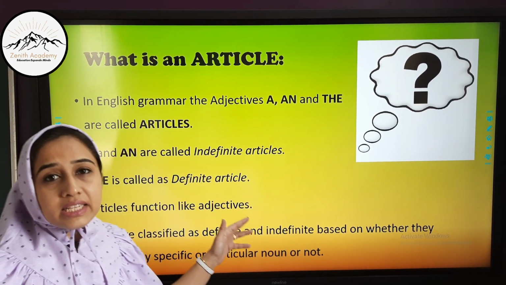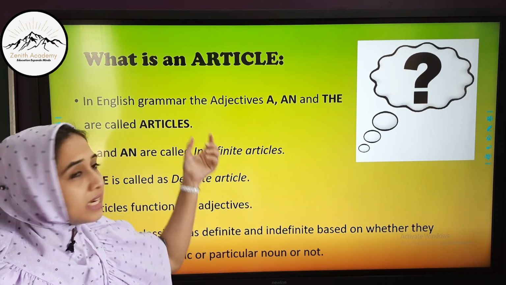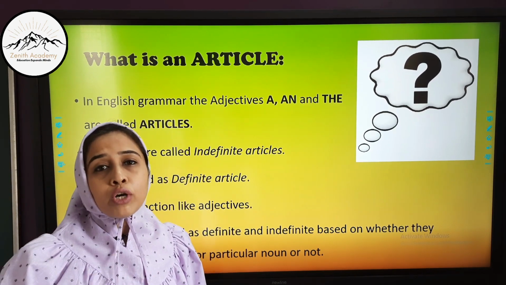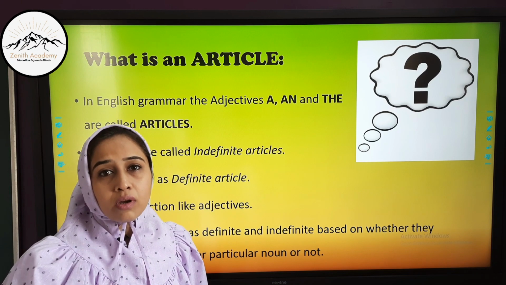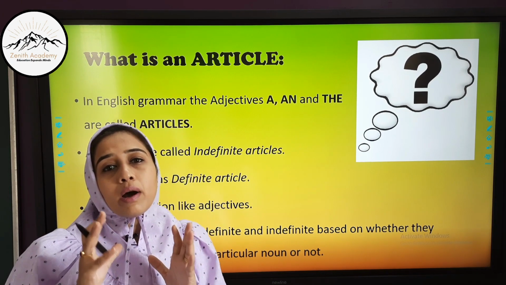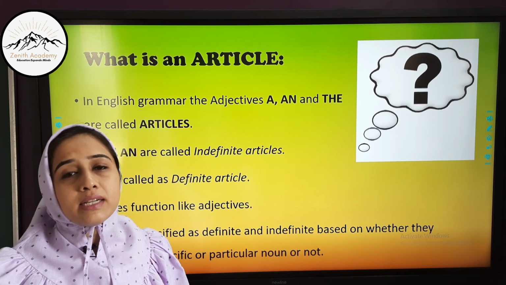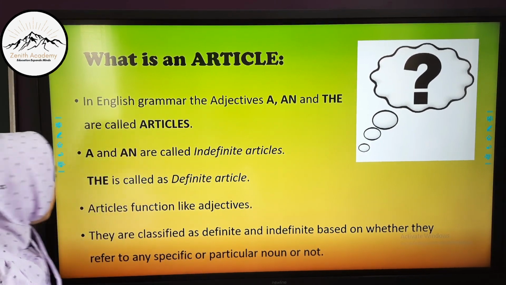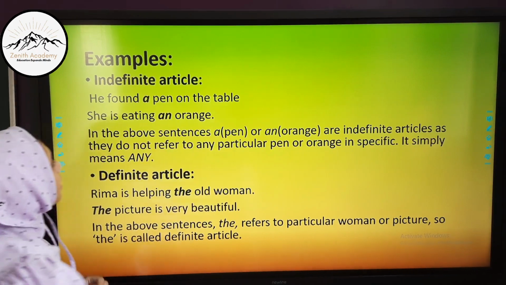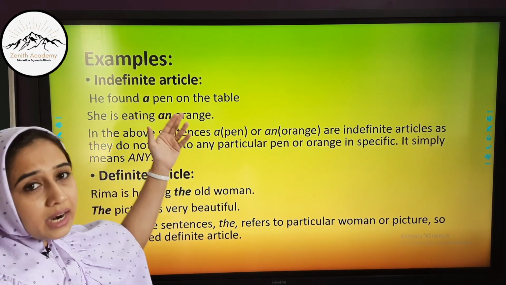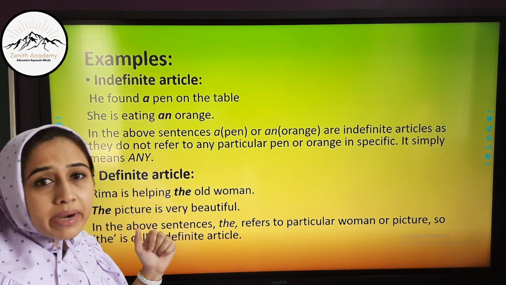Articles function like adjectives. As I said before, these are adjectives. Why? Because they refer to or demonstrate a particular noun. We come to know obviously about which particular noun the person in the sentence is talking about. Let's move ahead. Examples of indefinite article. Now here you will understand better.